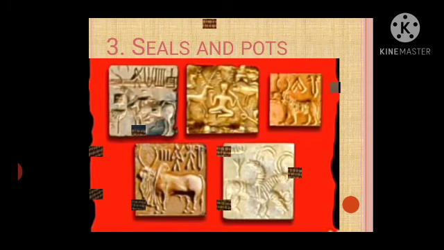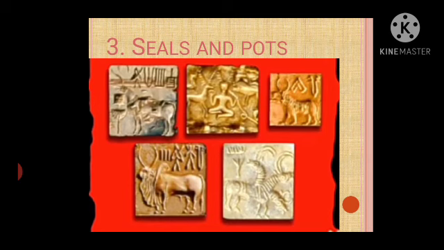Now the next part, that is the third part, 3.3. What is the point given in the textbook? 3.3 is seals and pots. The seals of the Harappan civilization were mainly square shaped and made from a stone called steatite. You can see here all the seals are of square shape, and they were made from a stone whose name is steatite.